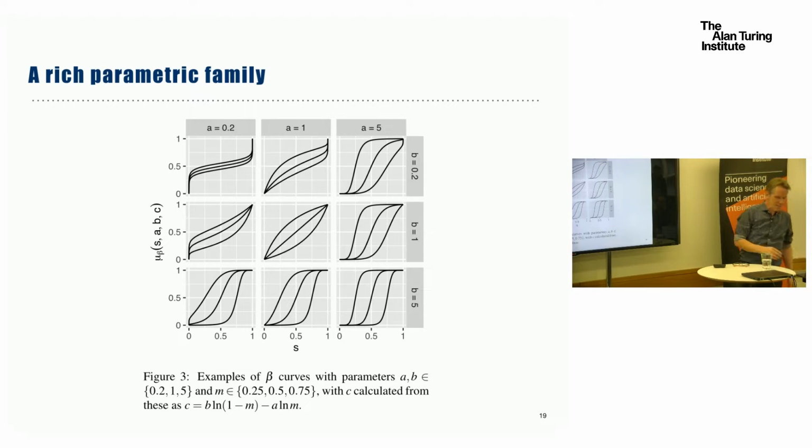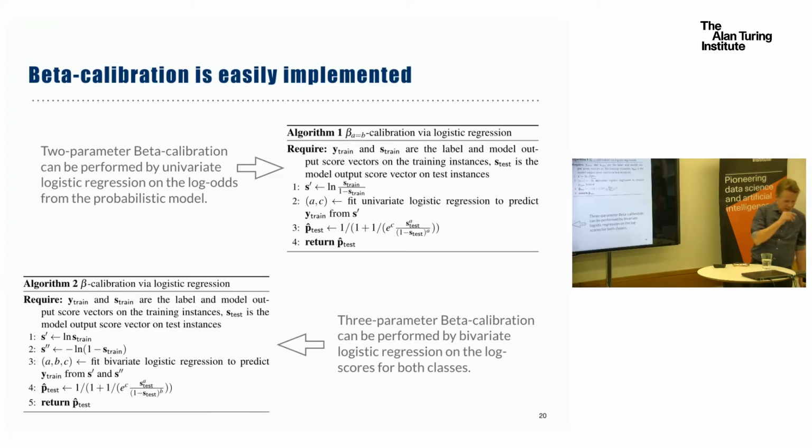Okay, there's a very nice way of implementing this. And again, if you want to know the details, you can look at the paper or talk to me. But the main idea is the following. If we go for this A equals B version, so we only have two parameters, let's say S are the scores coming out of my naive Bayes. So these are the scores that I want to calibrate, okay?